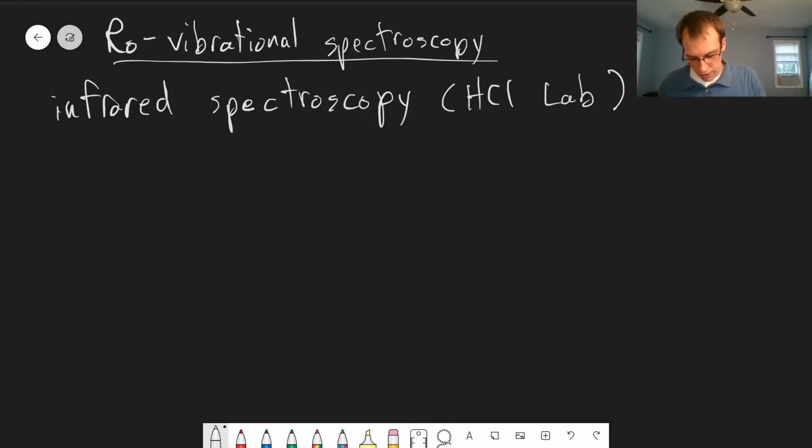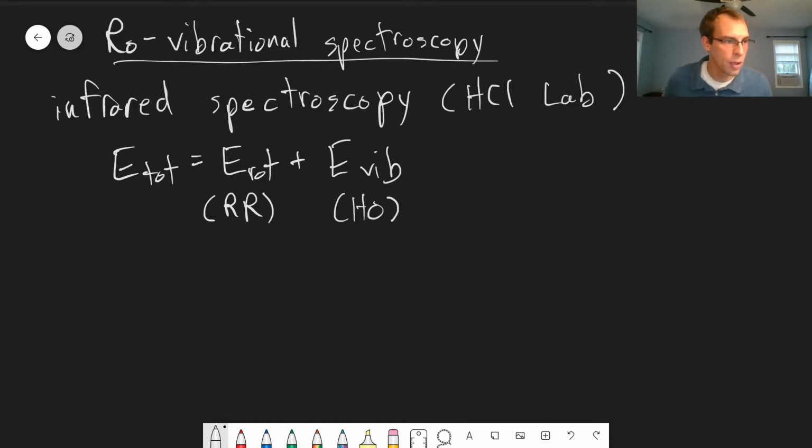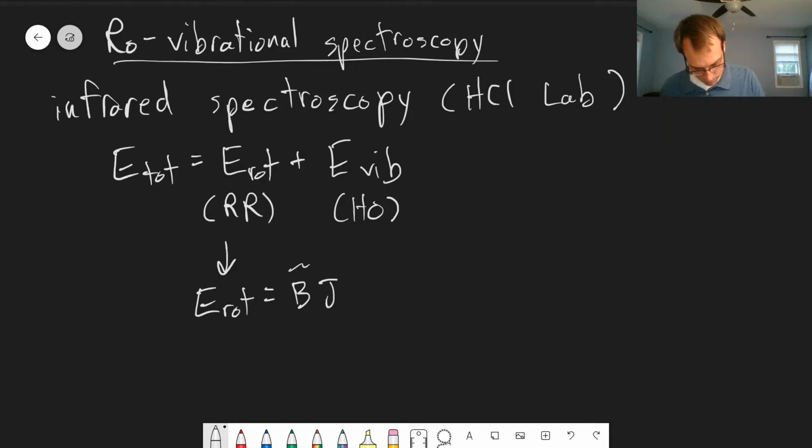And so now we're looking at our total energy. We have the rotational energy plus we add on a vibrational energy. Again, this is from the rigid rotor, and the vibrational energy is from the harmonic oscillator. So we can take our rotational energy from our previous example of rotational spectroscopy. We'll have our quantum number J. You can add centrifugal distortion.